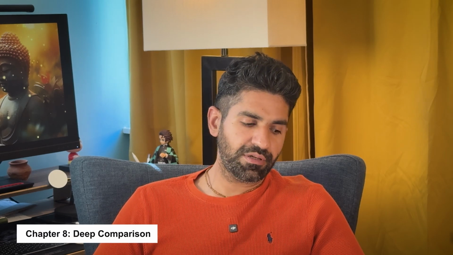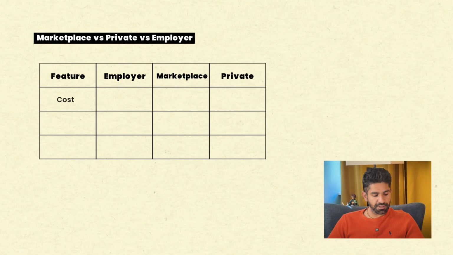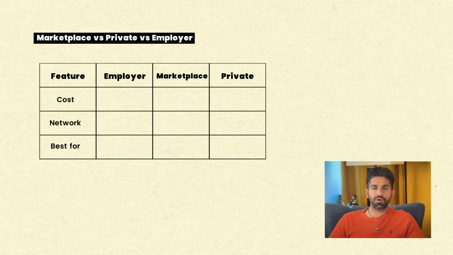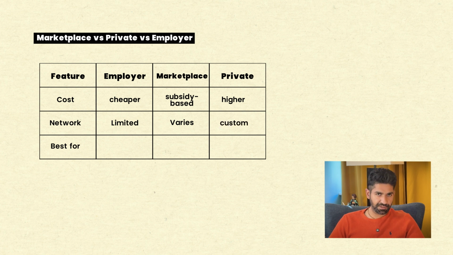Let's talk about the deep comparison between your employer versus private and marketplace provided insurance. The features we will compare are cost, network, as well as what is it best for. So let's talk about the cost first. Cost is usually cheaper for employer based insurance. It is subsidized based for marketplace, as well as it is high for private companies. For network, the network for employer is basically limited. For marketplace, it varies, as well as for private, you can customize it.